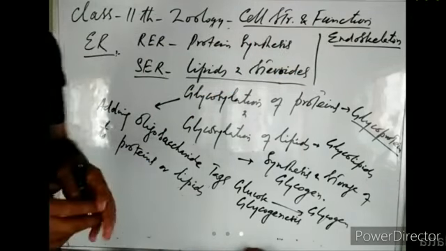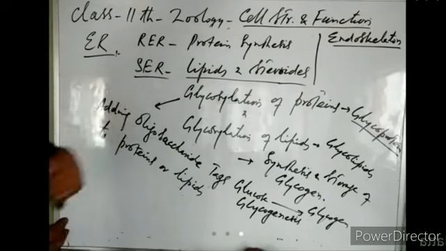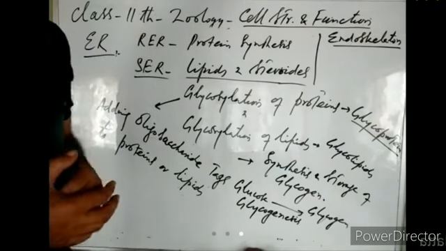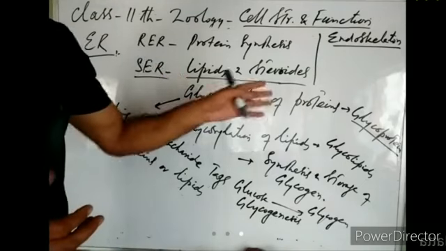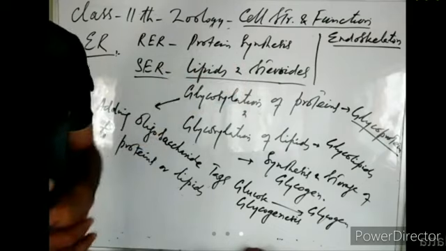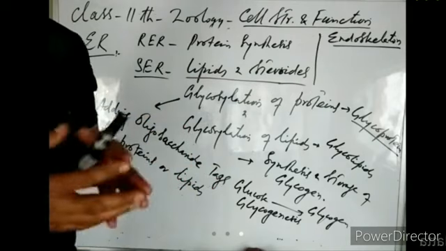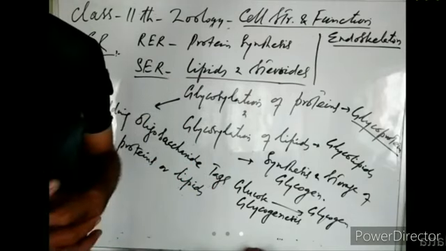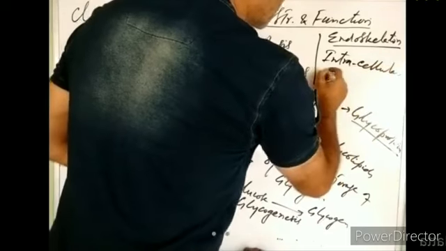And it also helps in intracellular transport of materials. Materials are received from ribosomes by rough endoplasmic reticulum. Similarly, some materials are synthesized in smooth endoplasmic reticulum. Then the rough and smooth endoplasmic reticulum may get linked to the Golgi body and transport materials to the Golgi body, or they may secrete the materials out of the cell. So they form an intracellular transport system.